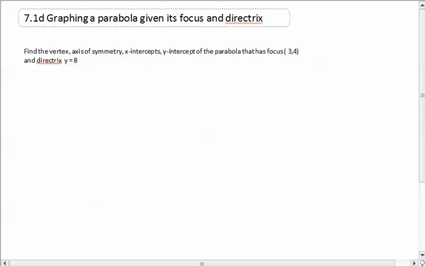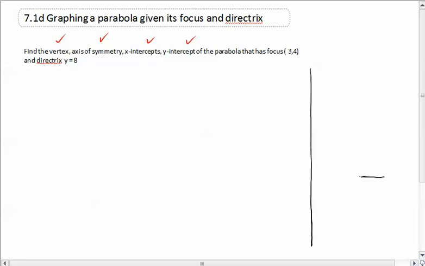Okay, we're going to go ahead and take a look at graphing a parabola given its focus and directrix, but we're going to be really careful to find the axis of symmetry, actual x-intercepts, the y-intercept, and the vertex. So we're going to be graphing it more accurately this time.